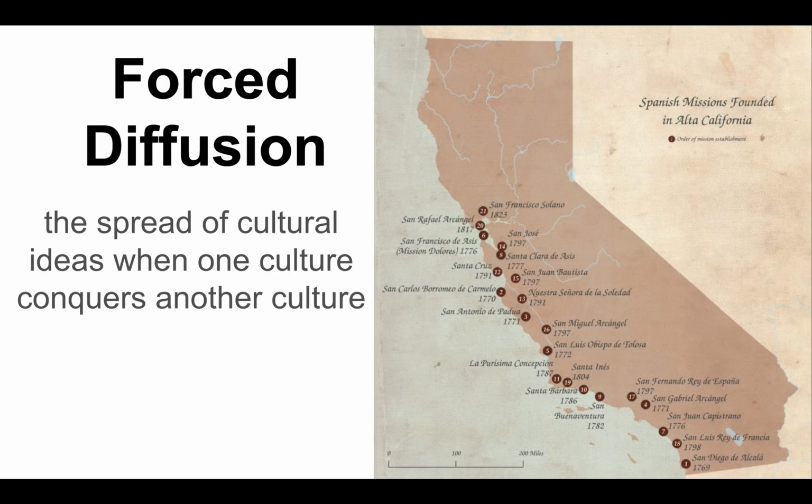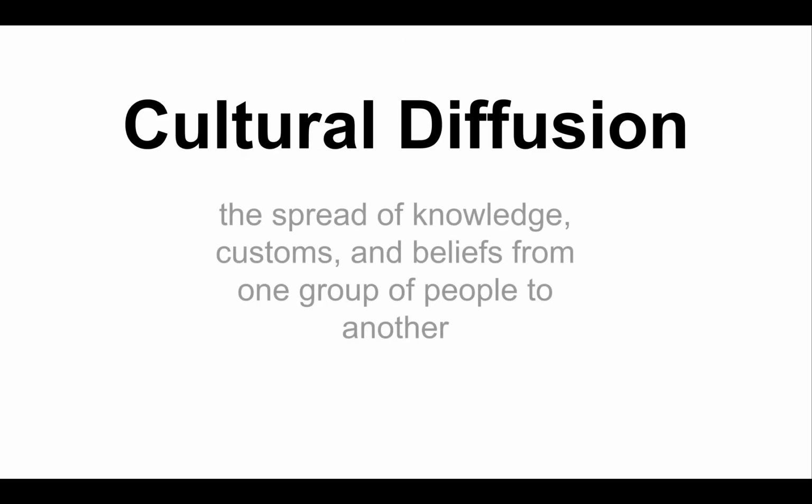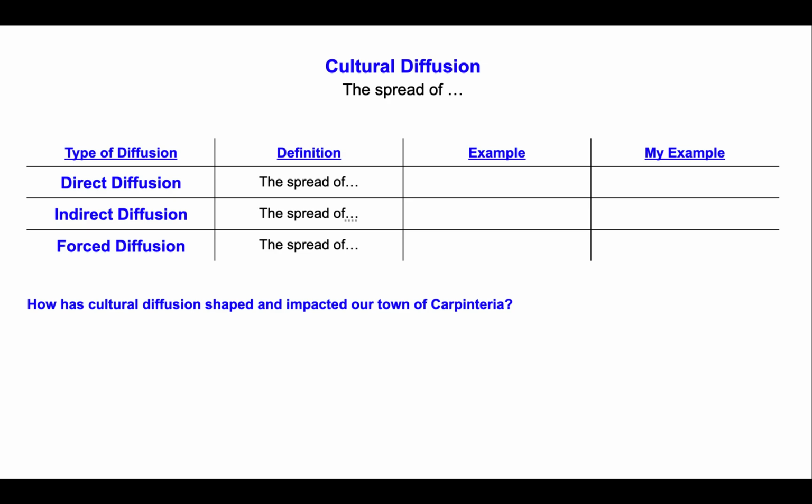And there's a little map of all the missions that were established throughout California in that time. We will learn more about this next year in 8th grade. All right, so there's the final definition. Cultural diffusion, you've got indirect, direct, and forced diffusion.